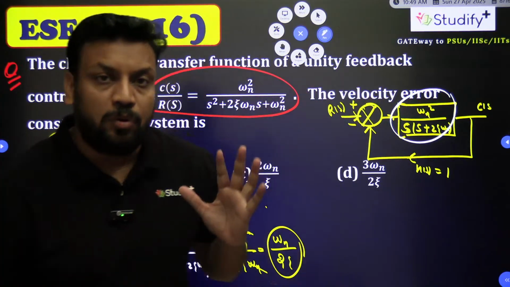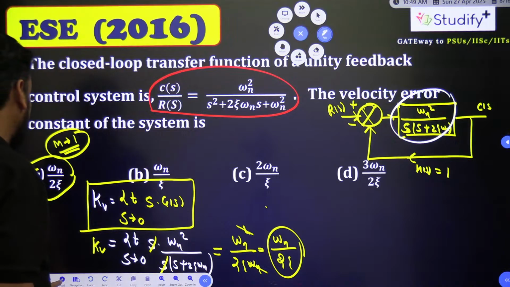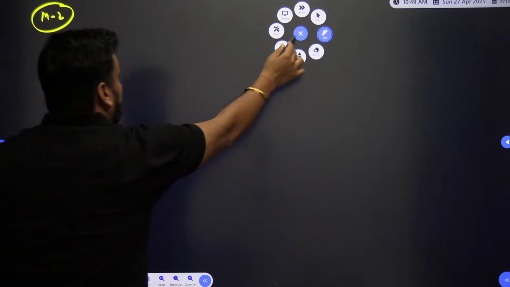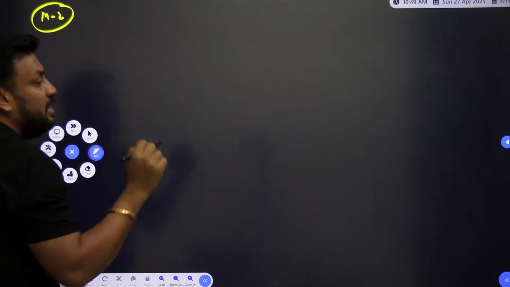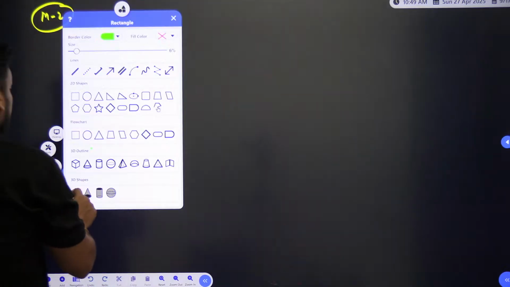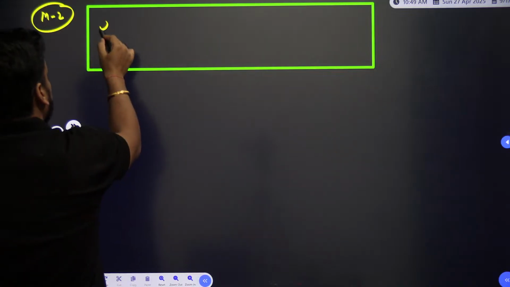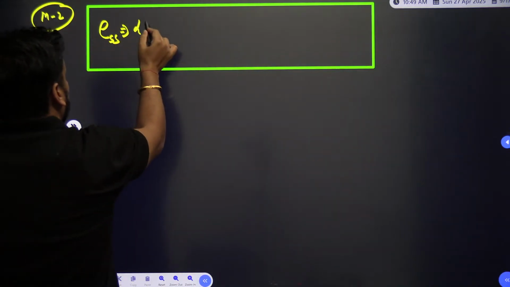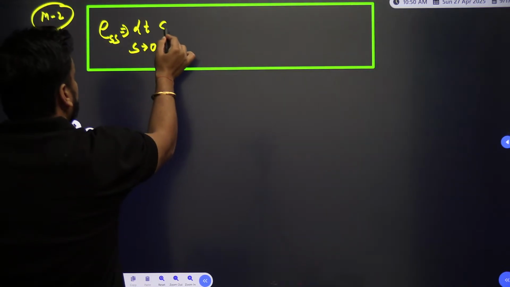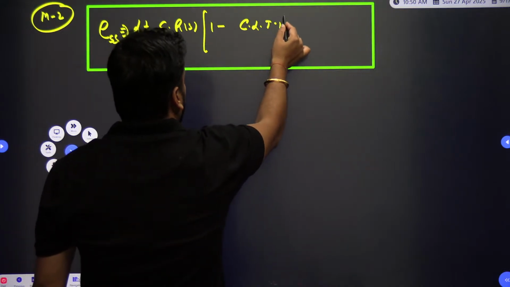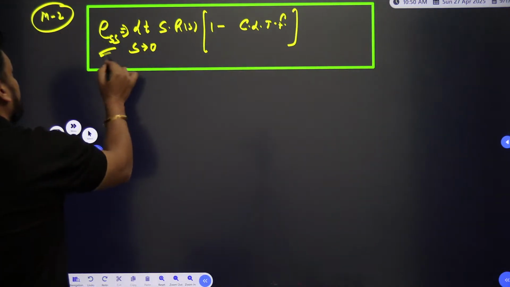But just to make your concept strong, the same question I want to solve by using the method number 2 also, and that is nothing but, as I told you earlier in my GATE classes, कि whenever directly CLTF is given to you, whenever directly closed loop transfer function is given to you, how can you directly solve? I am first writing the formula here. So this formula you need to use. Steady state error ESS is nothing but limit s tends to 0 s R of s, in the bracket you should write 1 minus the closed loop transfer function CLTF. This will directly give you ESS.